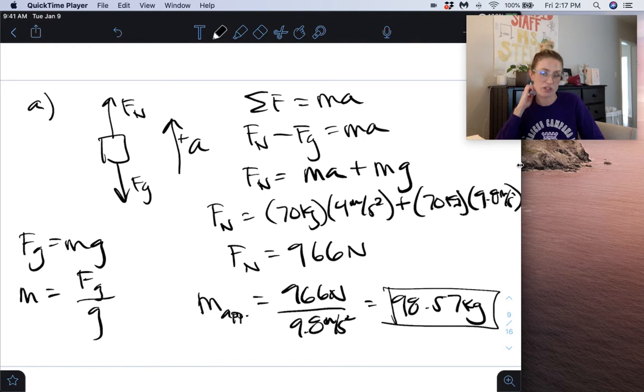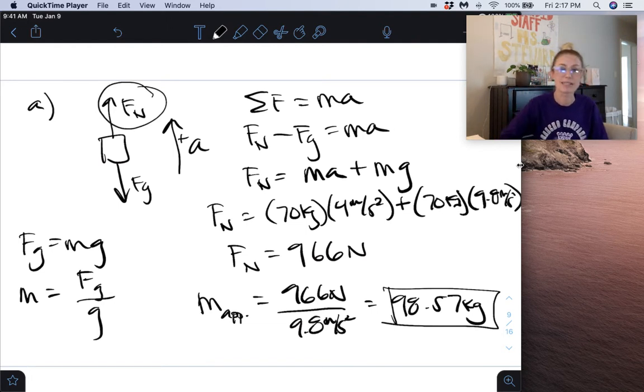And again, it's a larger number because we're accelerating upwards. So this normal force has to be bigger than the force of gravity, because we know acceleration is in the direction of that unbalanced force. So that's why you feel heavier at the bottom of that path when you're in an upwards elevator.